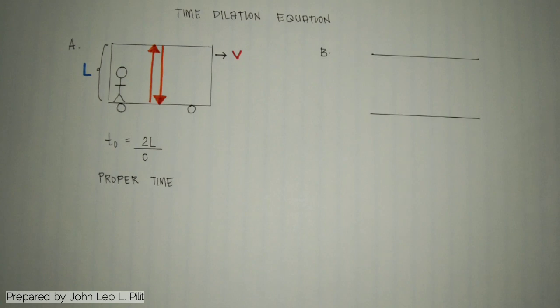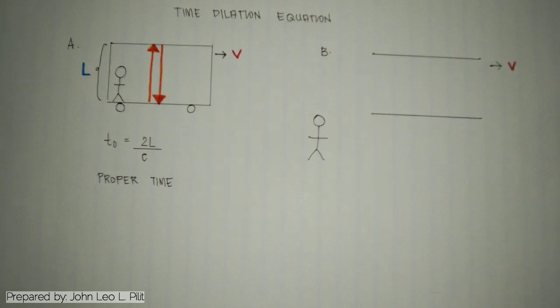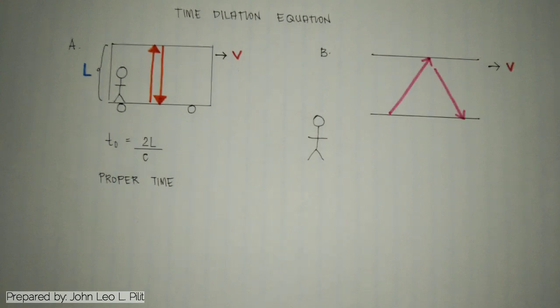Let us now look at this illustration on the right. This time you are no longer an observer inside the train, but on the ground, observing these events happening inside the train. Because the train is moving to the right with a velocity v, the light beam now has to travel diagonally from point A to somewhere on top before hitting the ground somewhere far from its point of origin.